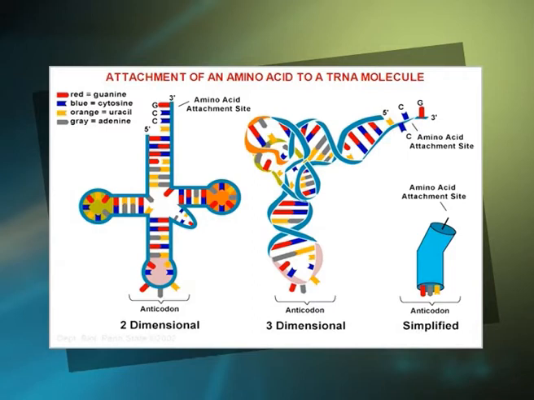The adapter molecule in protein synthesis is tRNA. The tRNA contains an amino acid attachment site and a template recognition site. A tRNA molecule carries a specific amino acid in an inactivated form to the site of protein synthesis. The carboxyl group of the amino acid is esterified to the 3' or 2' hydroxyl group of the ribose unit at the 3' end of the tRNA chain.